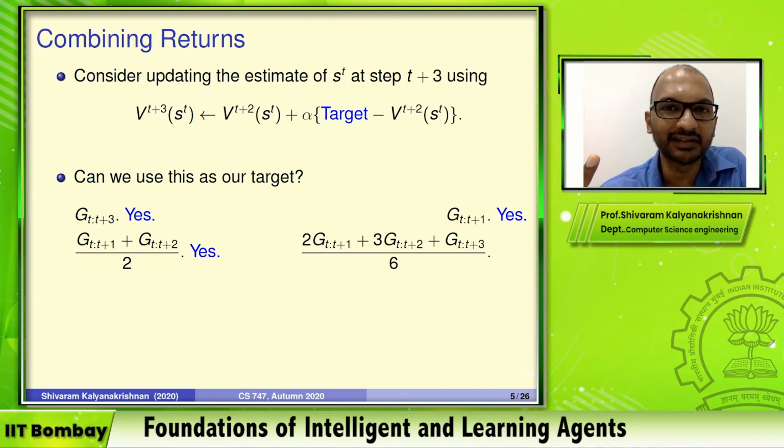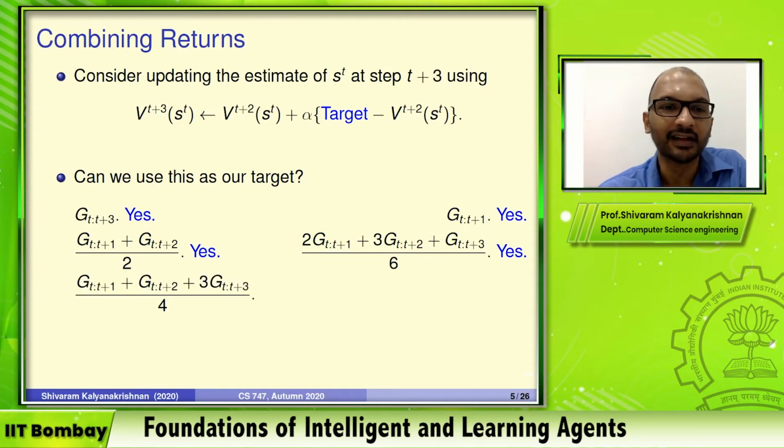All right, so we can extend this. Instead of averaging 2 things, you can average 3 things. Here we are averaging G_t:t+1, G_t:t+2, and G_t:t+3. And moreover, we are giving them weights. They're not being equally weighted. So 1/3 comes from G_t:t+1, half comes from G_t:t+2, and the remaining 1/6 comes from G_t:t+3. Can we do this? We can do this.